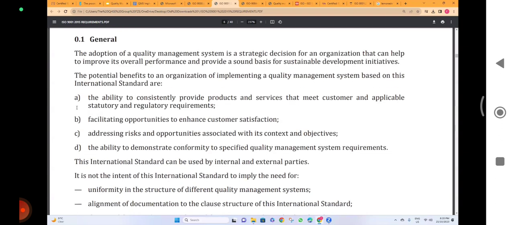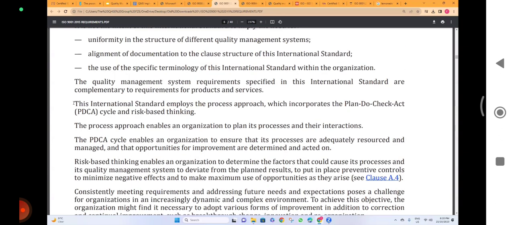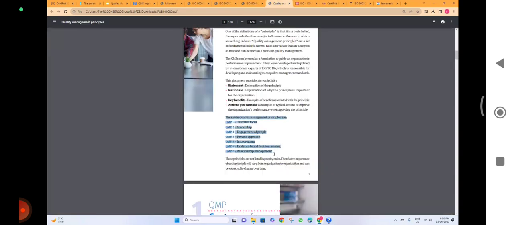If you open ISO 9001, right from the introduction, you are going to see that ISO says this international standard employs the process approach, which incorporates the PDCA and also the risk-based thinking. These 3 elements, the process approach, the PDCA, and the risk-based thinking, are the 3 features of this international standard that help it meet the quality management principles. These quality management principles are make it or break it, because they existed before any quality management standard.